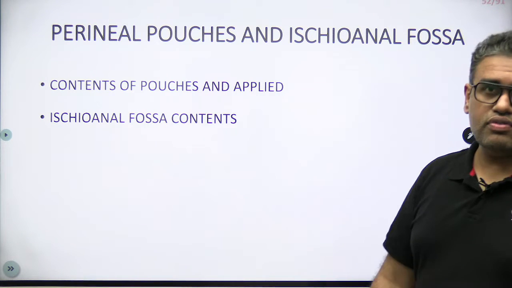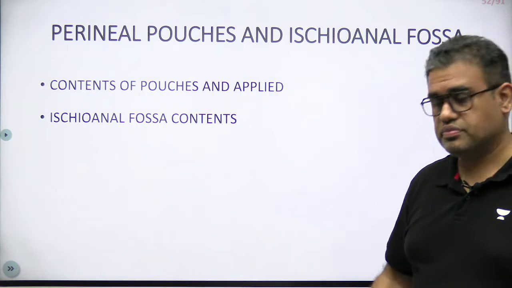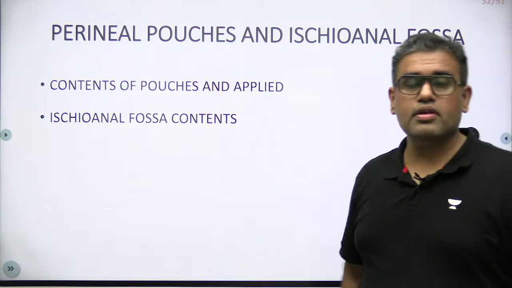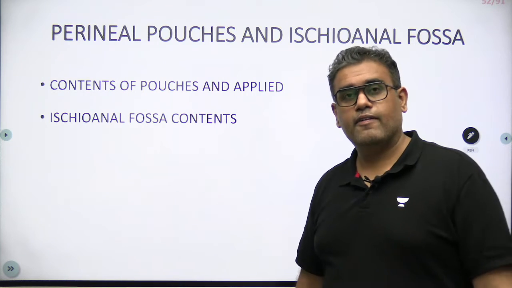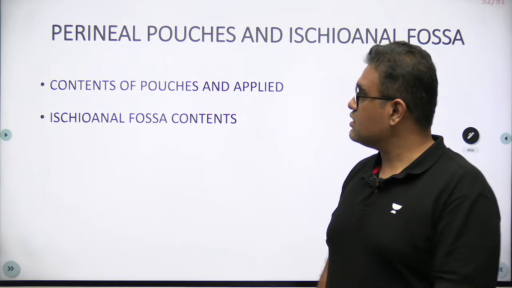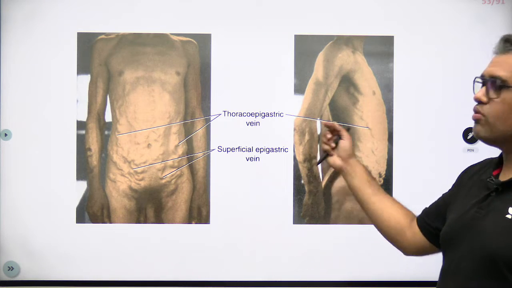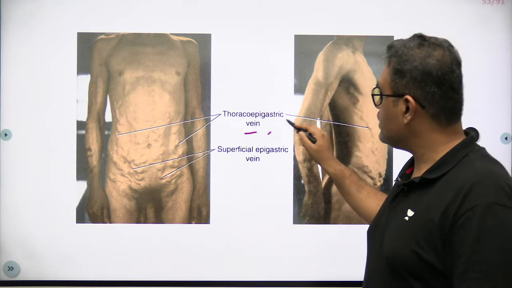Perineal pouches, ischioanal fossa. Again, abscesses are so common over here. In the ischioanal fossa and perineal pouches also, injuries are common over here. The urethral rupture is common in male. So, these are things that we can focus on. A few figures over here, just showing you the anterior abdominal wall and some dilated veins.